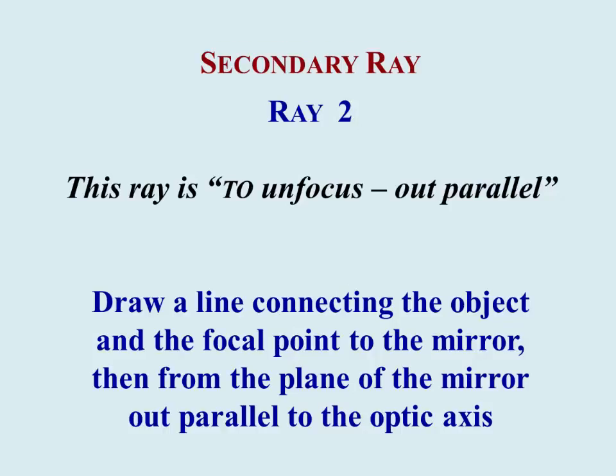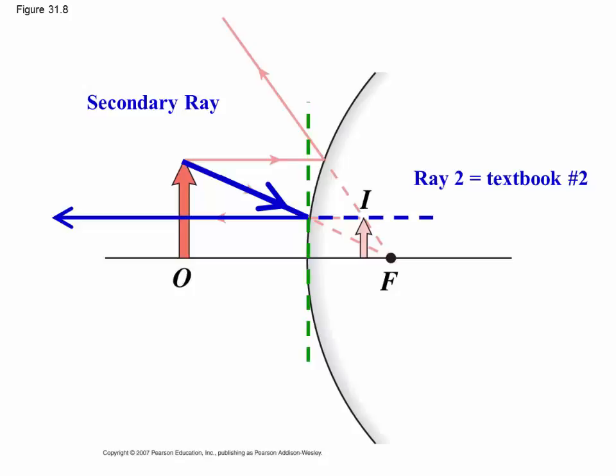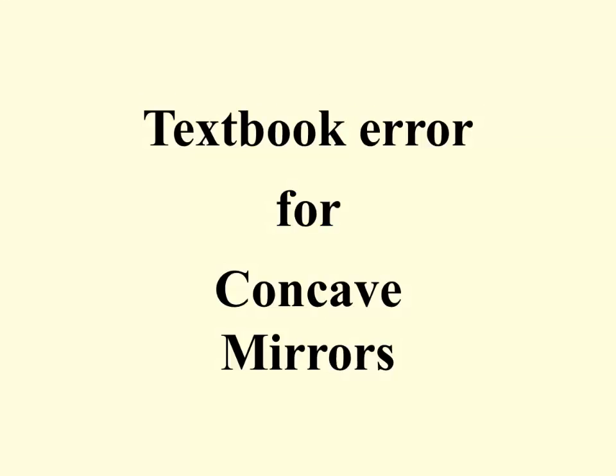The secondary ray, what I call ray 2, of course, is a ray that comes out parallel after using the unfocal point. The light goes towards the unfocus and bounces out parallel. So you draw a line that connects the object and the focal point and then construct a ray that comes out parallel. So again, this heavy line goes towards the unfocal point and then bounces out parallel, and a dashed line shows your reconstruction of where that ray came from. This ray is the same as the textbook ray number 2. Now, when you do it the way the textbook draws it, you introduce some errors, some spherical aberration.